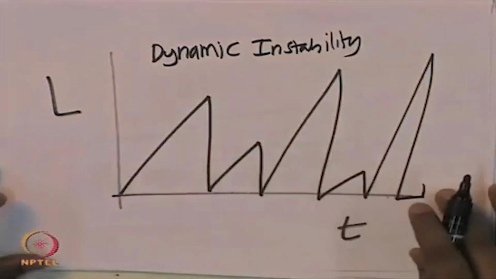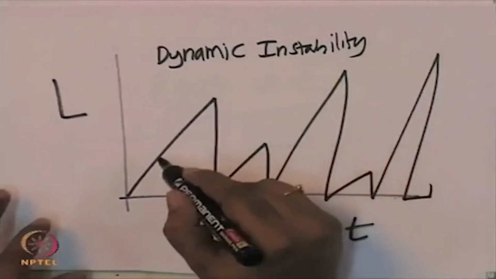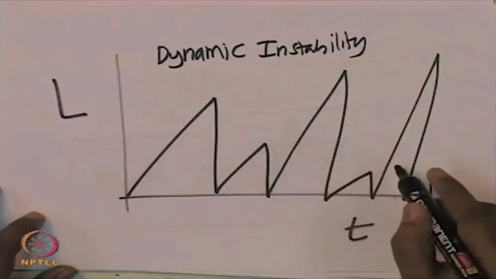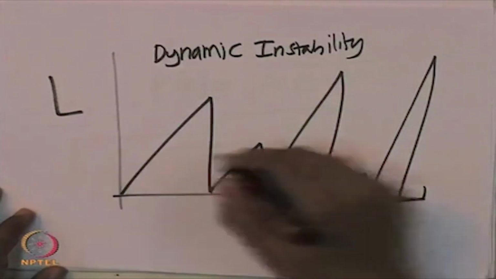So, if you know length as a function of time, we can always calculate the average length. From this we can calculate the average length, and we can also calculate the standard deviation. We can even calculate the distribution of length. And do you know what is the distribution of this length?